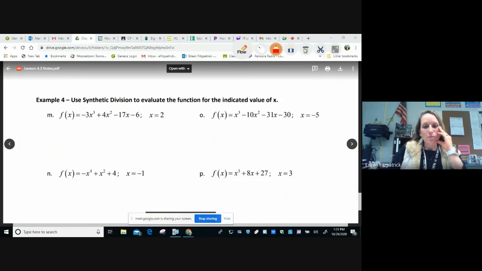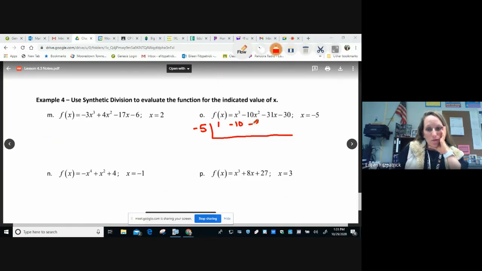All right, so the last problem, they're telling you to evaluate the function when x is negative 5, but use synthetic division. So set it up, negative 5 goes outside. The coefficients, 1, negative 10, negative 31, negative 30, and there are no terms skipped, so I don't have to put any placeholders in. Drop the 1, multiply to get a negative 5, add to get a negative 15. Multiply to get a negative, or excuse me, positive 75.